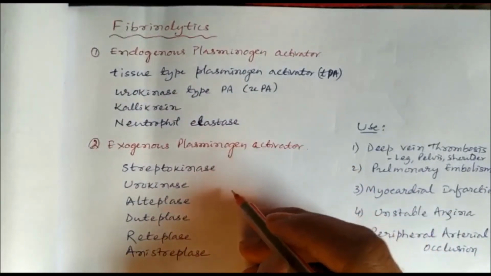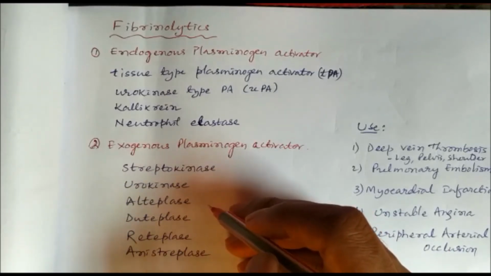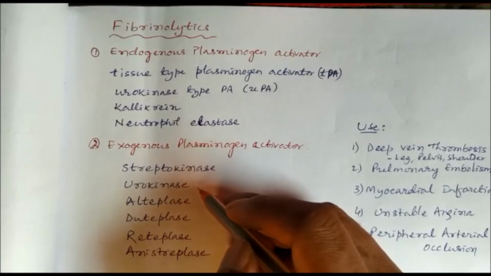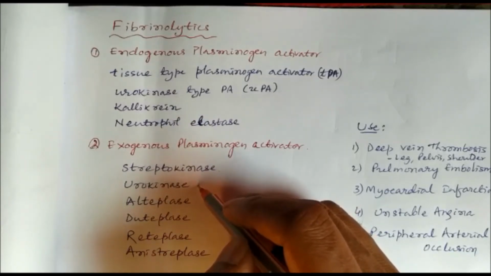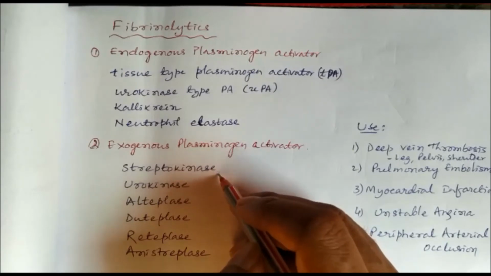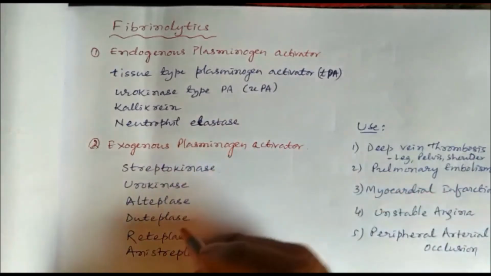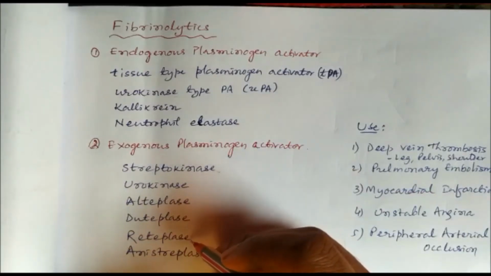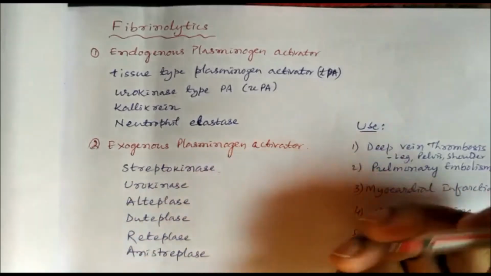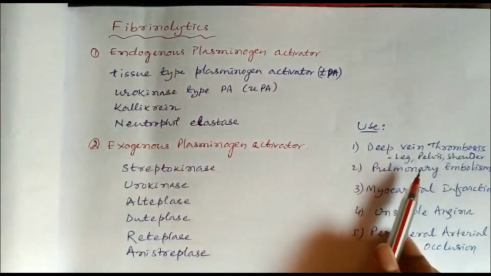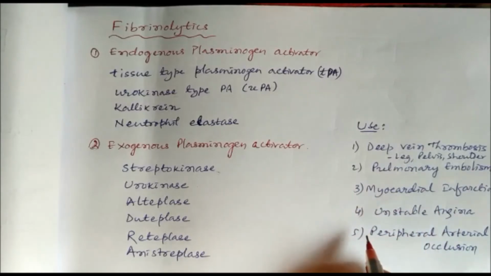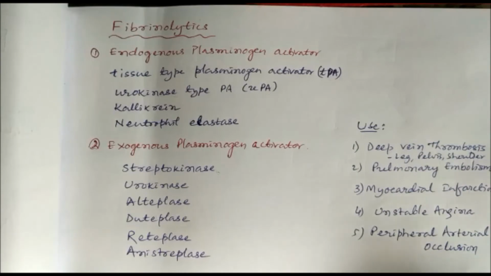And exogenous plasminogen activators are streptokinase and urokinase. Some of them are enzymatic and some are non-enzymatic. Streptokinase is a non-enzymic protein. Urokinase is an enzyme isolated from human urine, and streptokinase is extracted from beta hemolytic streptococci group C bacteria. And others like alteplase, duteplase, reteplase, anistreplase are all recombinant tissue plasminogen activators. All these fibrinolytics are used in deep vein thrombosis of the leg, pelvis, shoulder, pulmonary embolism, myocardial infarction, unstable angina, peripheral arterial occlusion, etc.